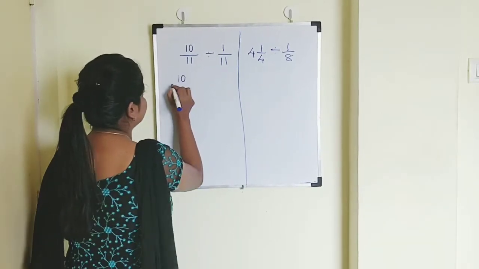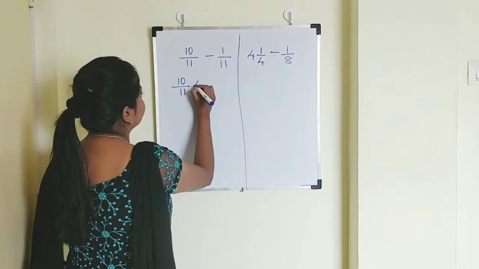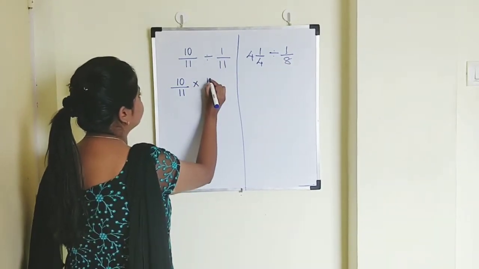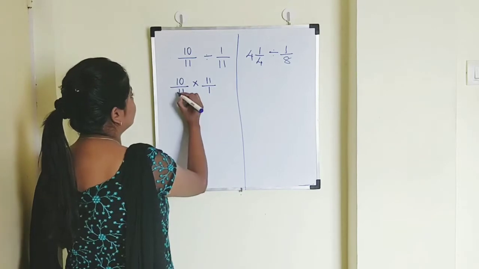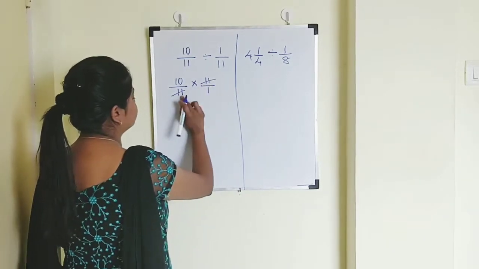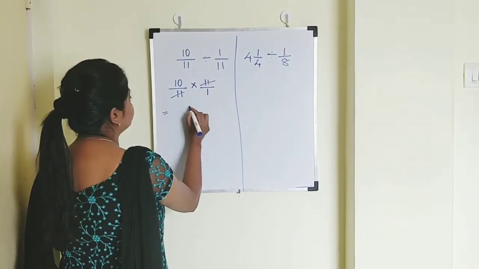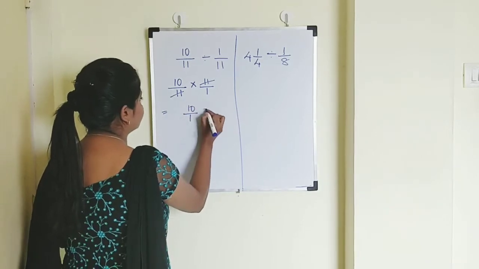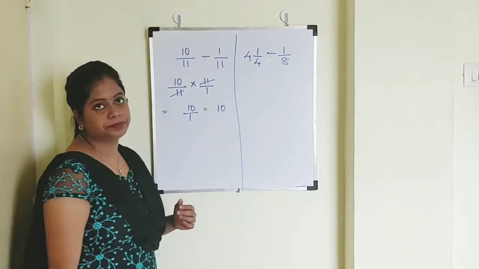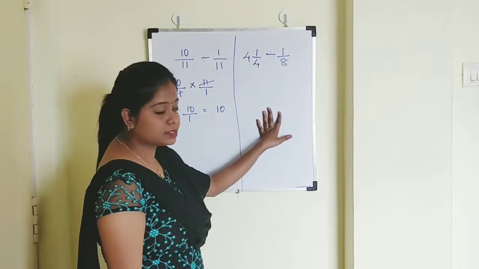So 10 by 11 remains the same. Division becomes multiplication. So 1 by 11 will become 11 by 1. So you all know that I can easily cross out the same thing, or which is common. So what remains is 10 by 1, or it can be written as just 10. Moving on to the next sum.